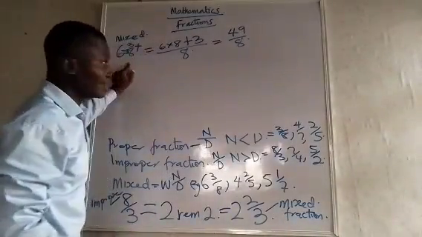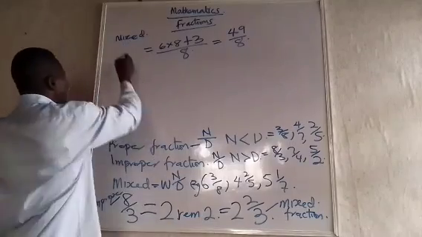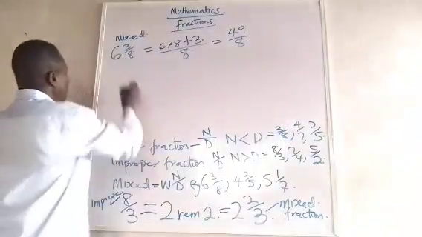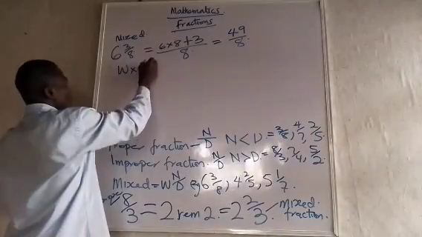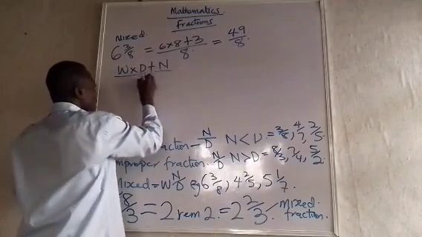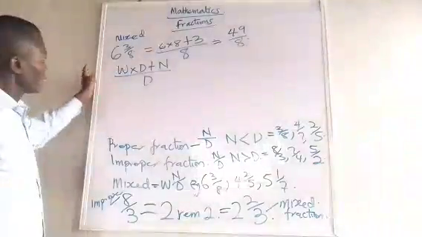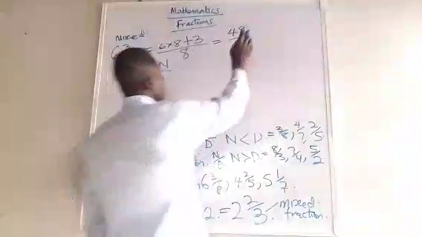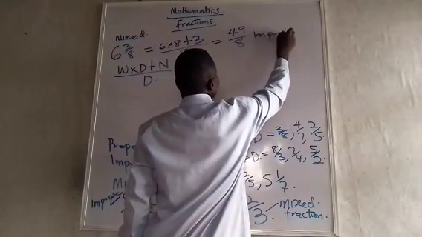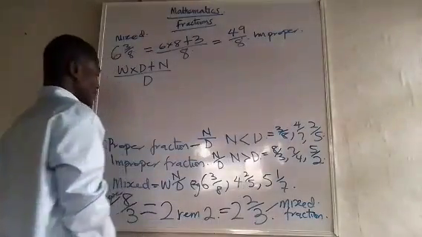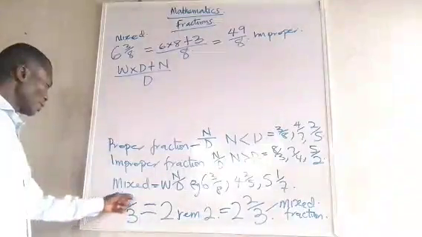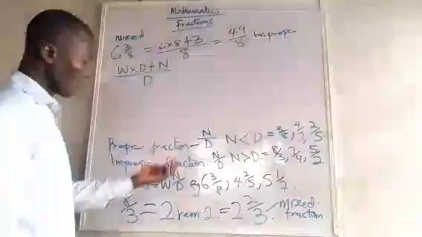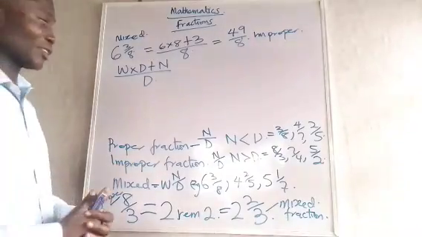So you can see what I did. Initially, the number is 6 3/8. So the whole number is multiplied by the denominator. The whole times denominator plus numerator, divided by denominator. That's the way it is converted back to improper fraction. You can see, just like the opposite of what we did here. We divided, then we put the remainder on top. So that is the whole thing about proper fraction, improper fraction, and mixed fraction.